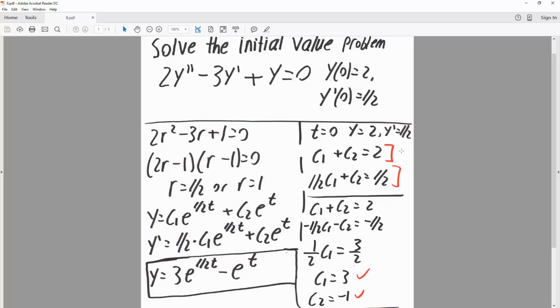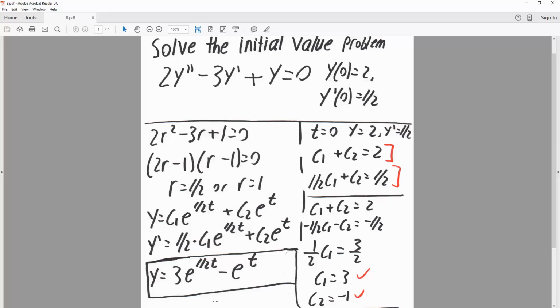And we'll use the elimination method to solve for c1. So c1 plus c2 is equal to 2. Then if we make this minus, we would get negative 1/2 c1 minus c2 is equal to minus 1/2. So we would get 1/2 c1 plus 0 c2 is equal to 3/2. Therefore, c1 would be 3. Next, we plug in 3 for c1. So c2 would equal 2 minus 3. So c2 is negative 1.